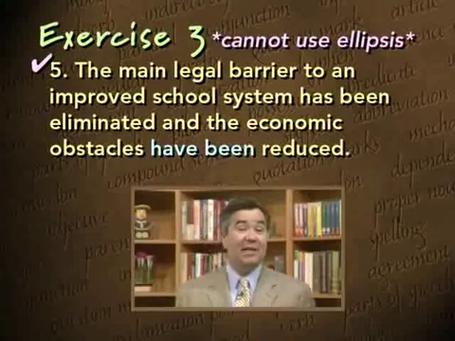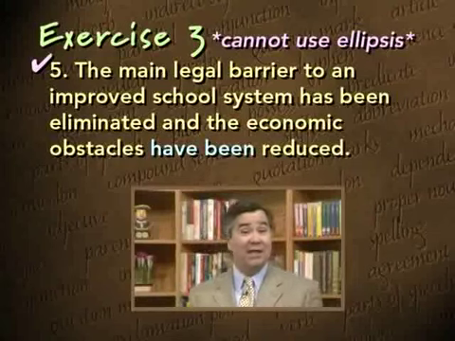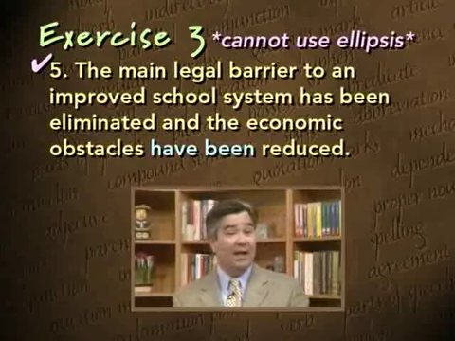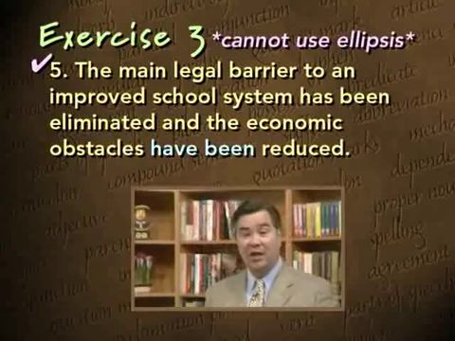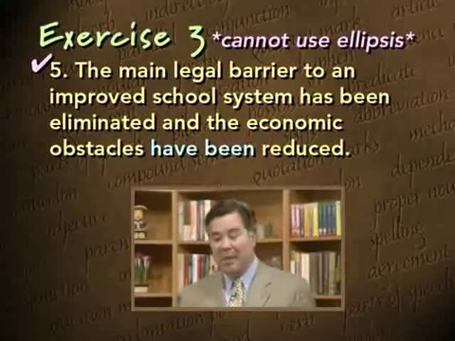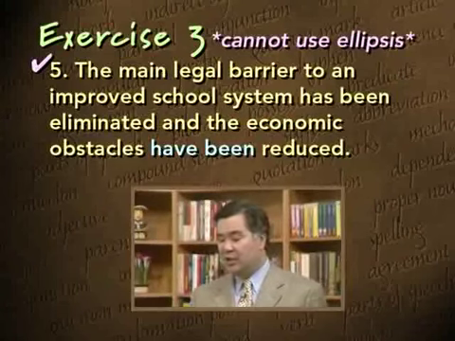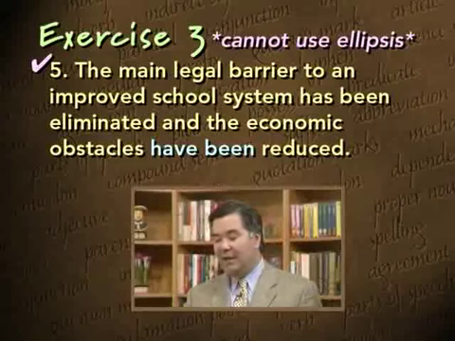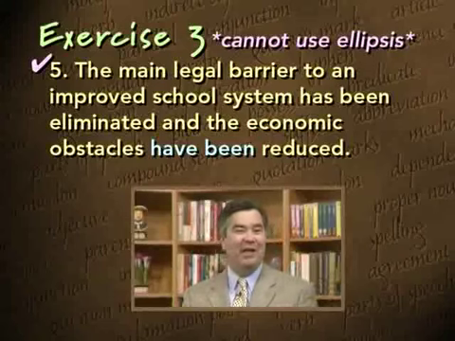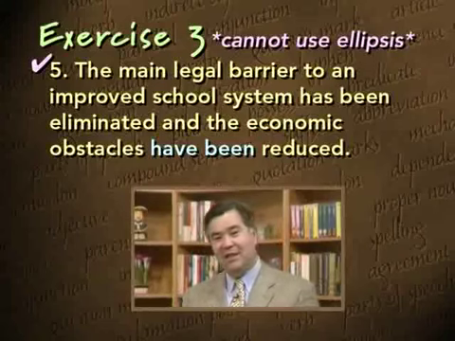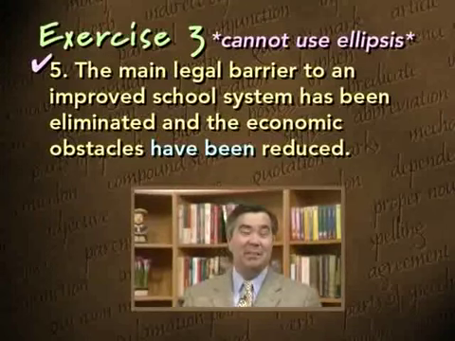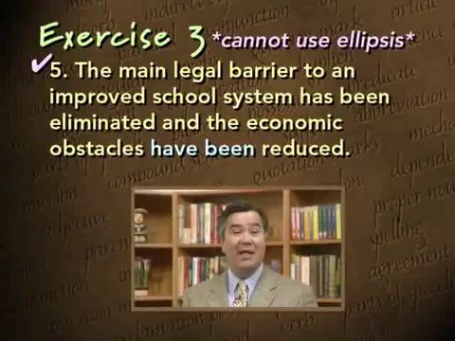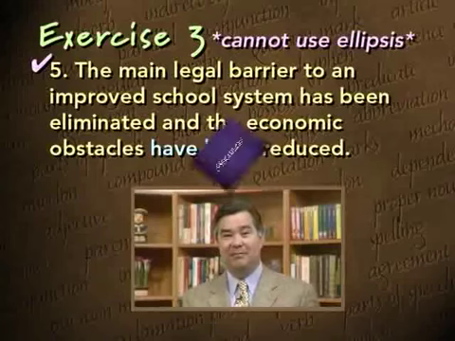Instead, this sentence has to be fixed by spelling out that second verb and therefore making the sentence a little less concise but more correct grammatically. The sentence would then read, "The main legal barrier to an improved school system has been eliminated and the economic obstacles have been reduced." So this is a sentence where ellipsis isn't really practical because we simply need different verbs to make the two clauses correct.